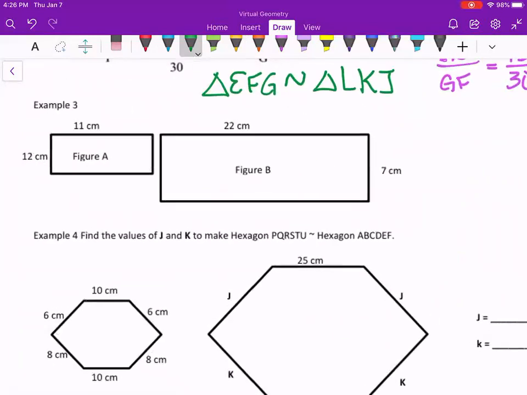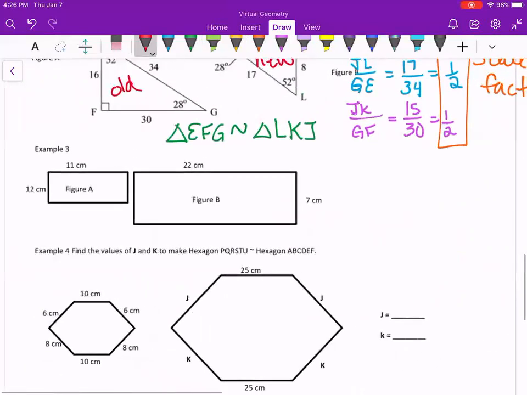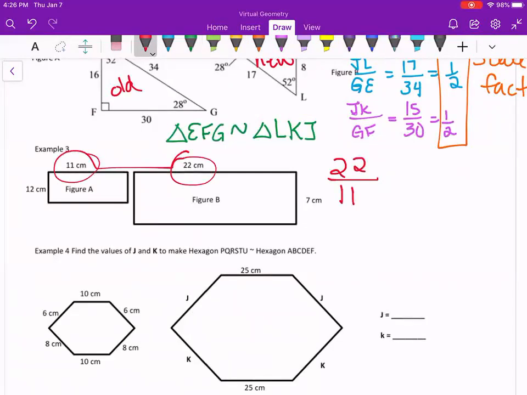Let's check number 3. All right, same situation. We're looking at rectangles here. Figure A is the old, figure B is the new. So first off, let's check again, new over old. Now there's no side letters here, so that's okay. This time we're just jumping straight to the numbers. So 22 matches with 11. So 22 over 11, which is a 2.